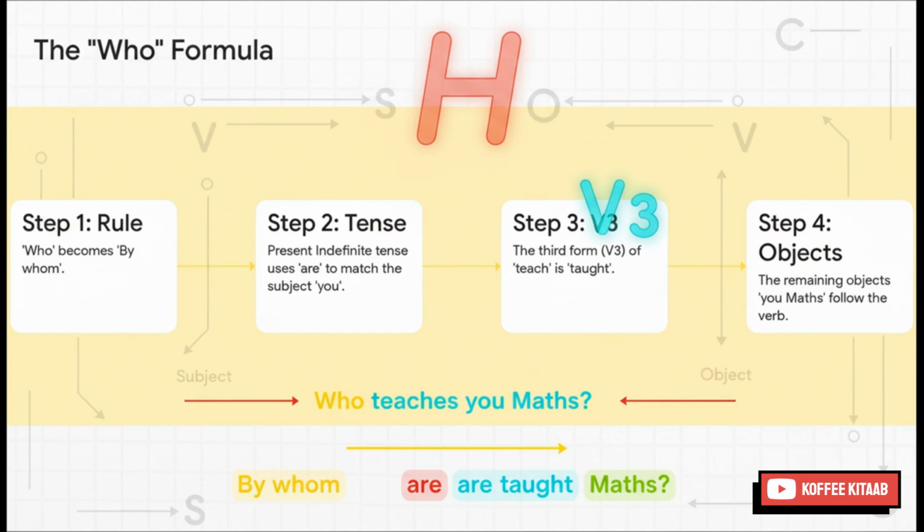See how that works? Who becomes by whom, and then the rest of the sentence just rearranges itself like we've been practicing. This is an absolutely essential transformation to have in your grammar toolkit.